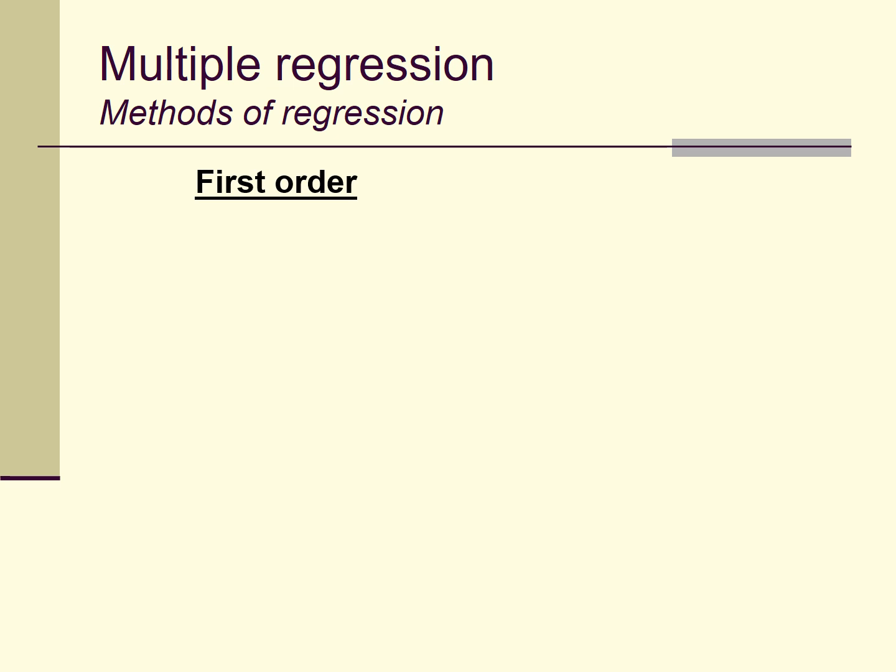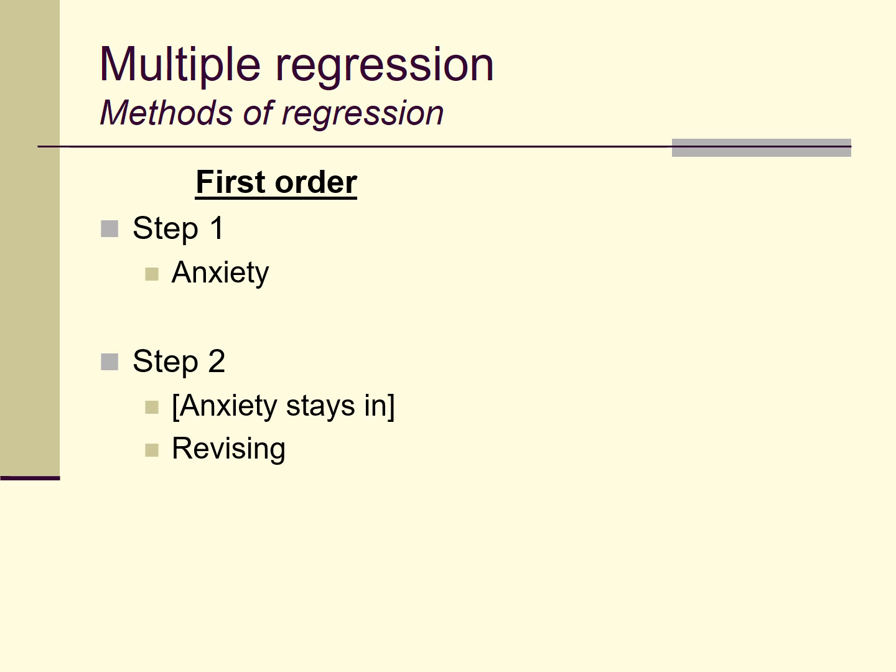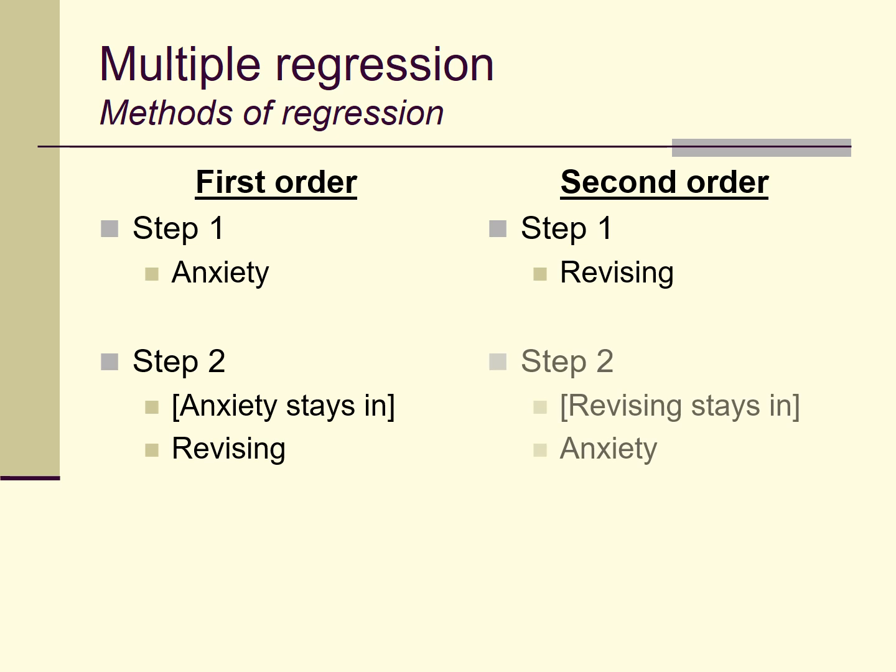Now right away you can see that there are essentially two orders in which I could enter these two predictor variables. The first order would be something like anxiety in step 1 or block 1, and time spent studying in step 2. It's important to note here that in step 2 of model building, anxiety, which was entered at step 1, stays in the model. And the other order is just the reverse: revising, time spent studying, enters at step 1 and stays in the model, and at step 2, exam anxiety goes into the model.